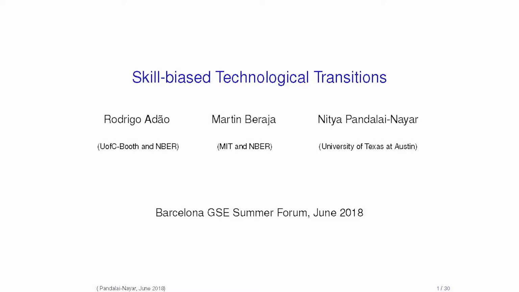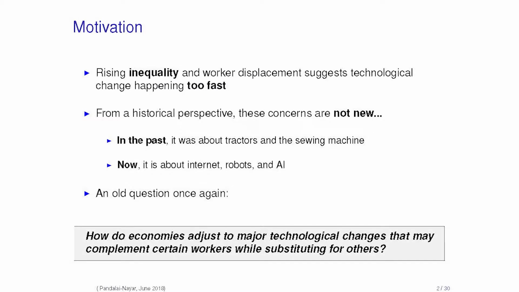of workers and substitute for others. And more precisely, we're going to have both a theoretical component and an empirical component of this paper. On the theoretical side, we're going to build a dynamic ROI model. The ROI model part of it is relatively straightforward.